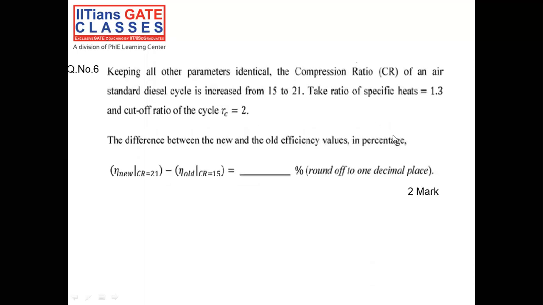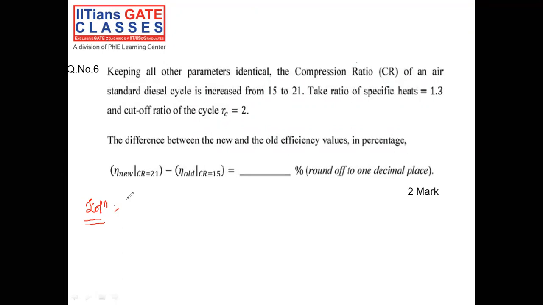Now let's move on to the last question of this session, in which we were discussing applied thermodynamics for mechanical set 1 and set 2. Let's see the solution of this question. First, reading out the question. Keeping all other parameters identical, the compression ratio is increased from 15 to 21, and we are going to find out the difference between the efficiency of the diesel cycle. So for the diesel cycle, we have two questions. First is an objective question. Now there is a 2-mark question also.